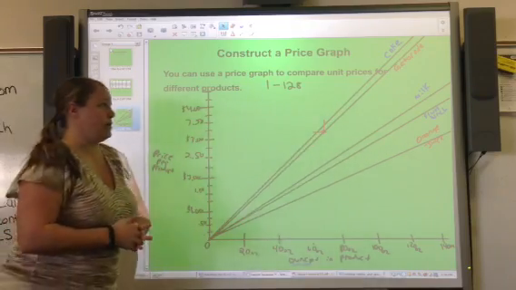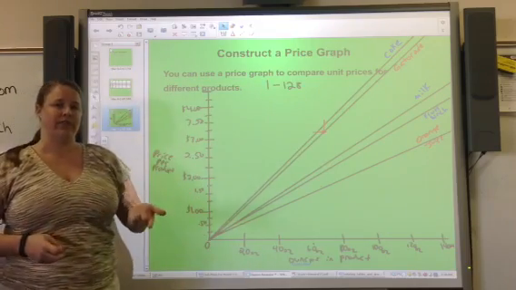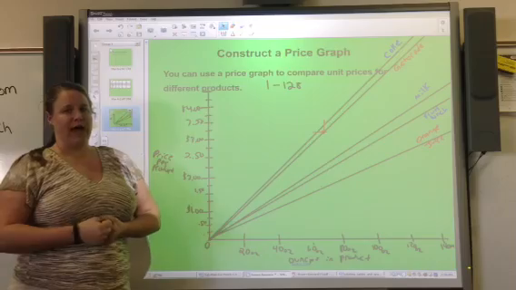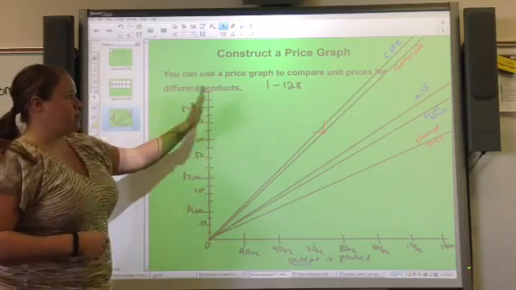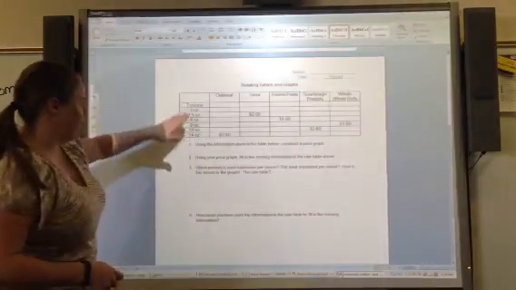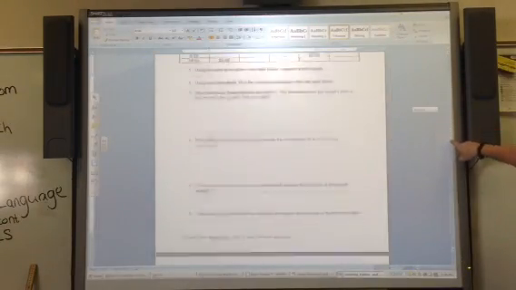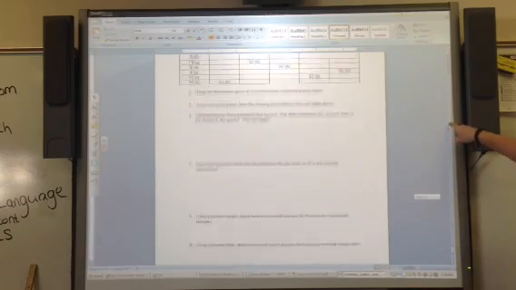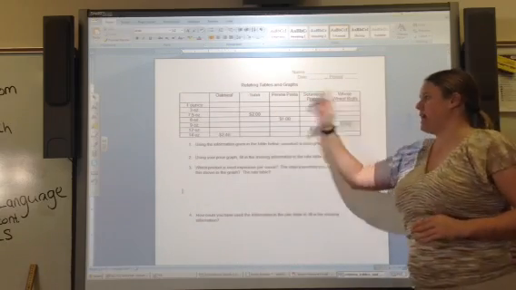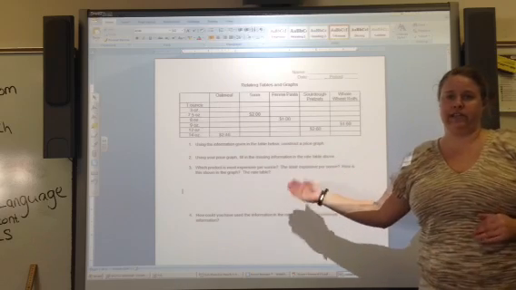So what you're going to do now in class is you're going to create a price graph with the information that I've given you on relating tables and graphs. And after you complete your price graph, you have the questions. You have all of these questions to answer, and you may use your team to work through that together. So again, you're not having to use the calculator to find every blank. You're using the graph to help you fill in that information.